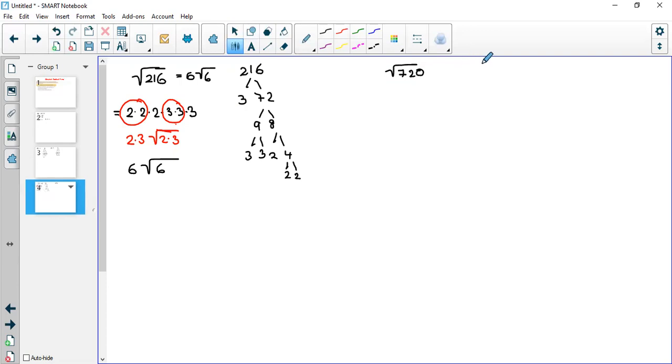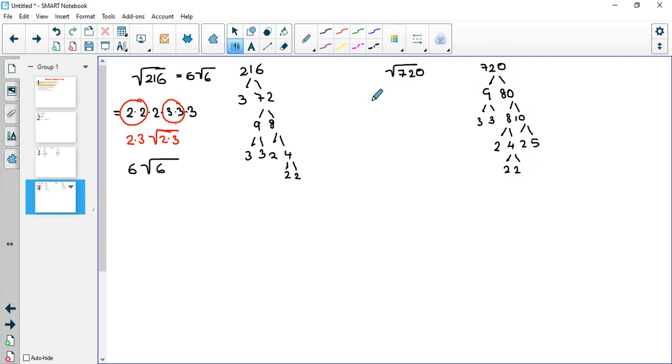So the prime factorization for 720 is going to be 9 multiplied by 80, and then 9 will be further broken down into 3 and 3. 80 will be broken down into, say, 8 and 10. It's totally up to you. You can take 2 and 40 also. So 8 will be broken down further as 2 and 4, and 10 will be broken down as 2 and 5. 4 will be broken down as 2 and 2, right?